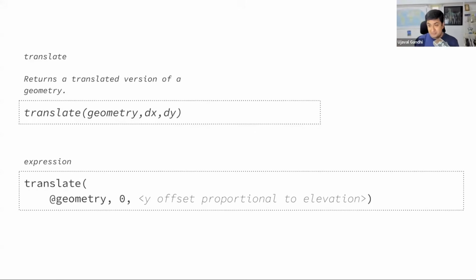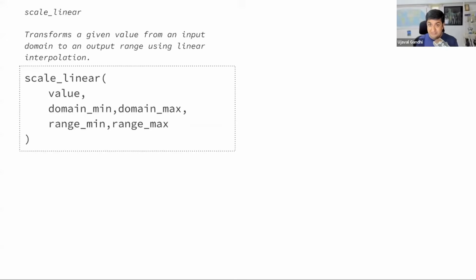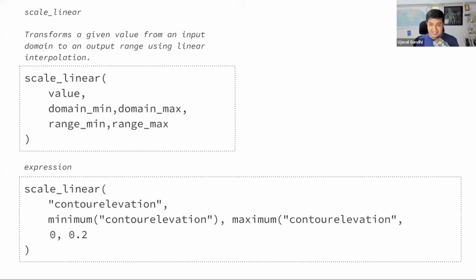How do we do this? Whenever we encounter a problem like this, where we want to do something in proportion to another variable, we can use the scale linear function that we had just used before. So we take the values from our contour elevation column and scale them from 0 degrees y shift to 0.2 degrees y shift in proportion to the range of values that are contained in the contour elevation column.